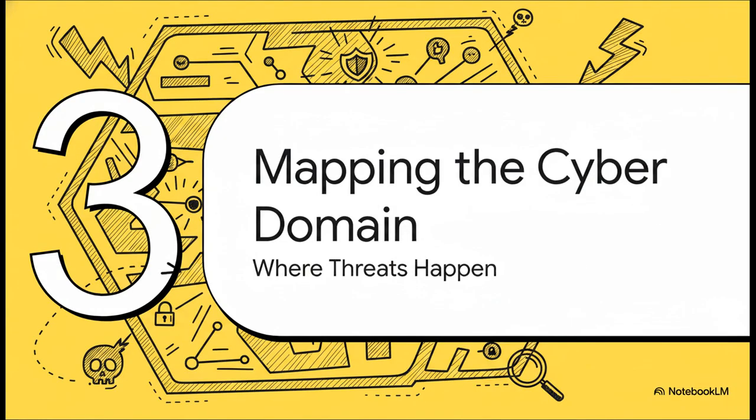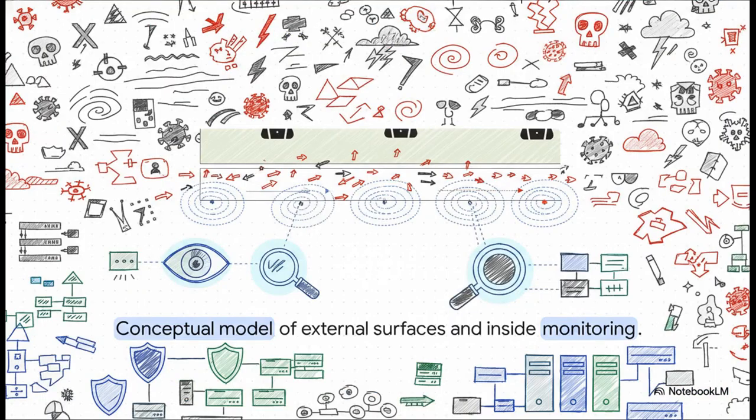Moving right along to Section 3, mapping the cyber domain and seeing where these threats actually happen. You can think of the battlefield as clearly divided. On the outside, you've got the cyber threat surface, the vast Wild West of the internet filled with diverse adversaries. And on the inside, you have your defense surface. That's your organization's network security domain. Right at the boundary between those two is your attack surface.